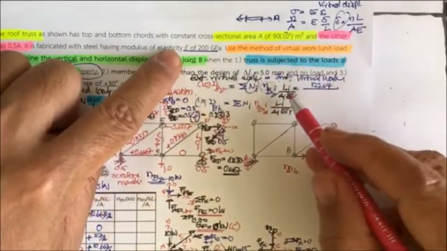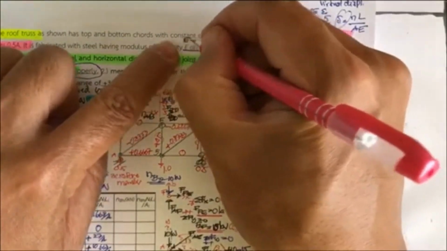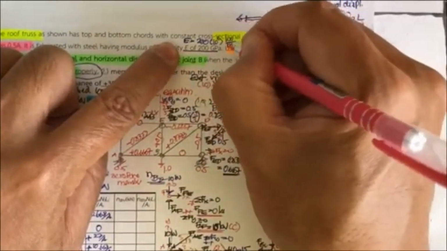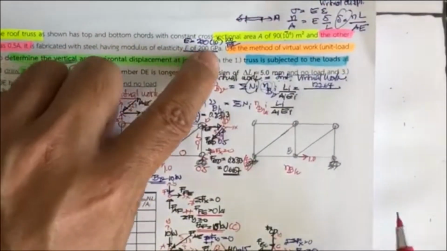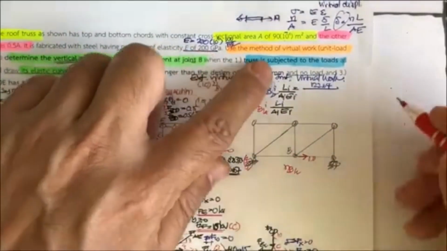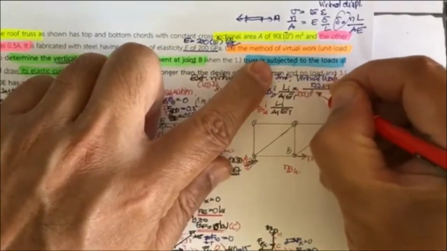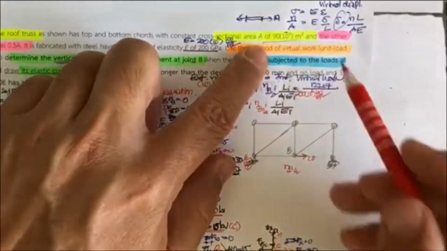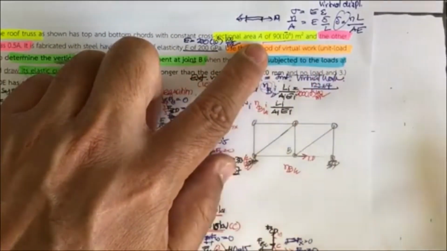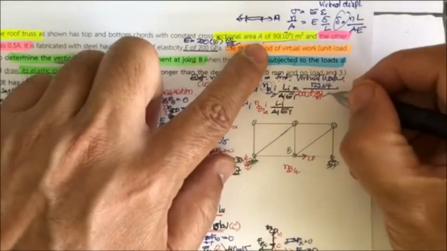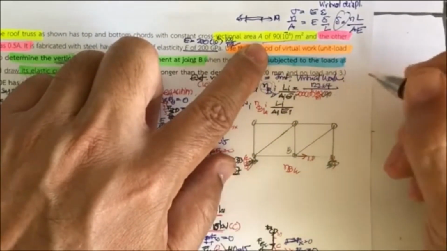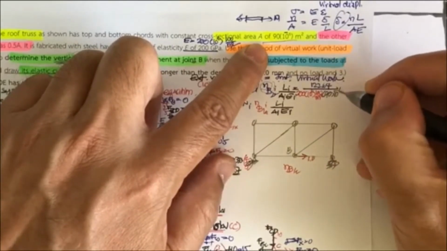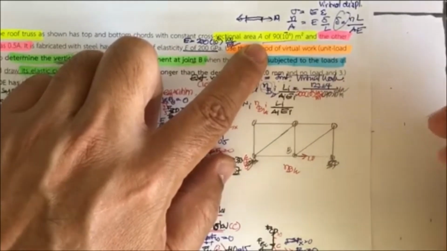And since we compute this one in kilonewton, the E is going to be 200 times 10 power 6 kilonewton per square meter, not newton, it's in kilonewton. So this one is going to have 210 power 6 kilonewton per square meter. And the area here is in meter square already, so we can put it easily for 90, and then it's going to be 10 minus 6 meter square.